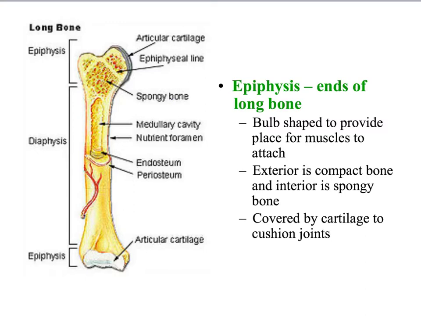Okay, epiphysis again is the end of the long bone. It's bulb-shaped to provide a place for muscles to attach. The exterior is compact bone, while the interior is spongy bone, and you can kind of see that in the picture there. And it's covered by cartilage to help cushion the joints.